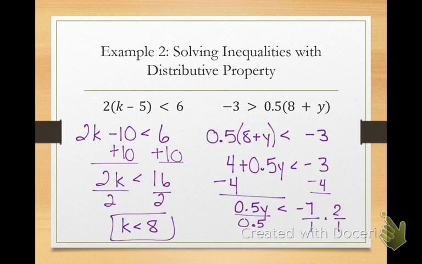So dividing by 1/2 would be equivalent to multiplying by its reciprocal. I'm going to explain in a minute why this actually does make sense, and this might help you guys. So y is less than negative 14. Did anybody get it? Okay, all right. That one's definitely a challenge.